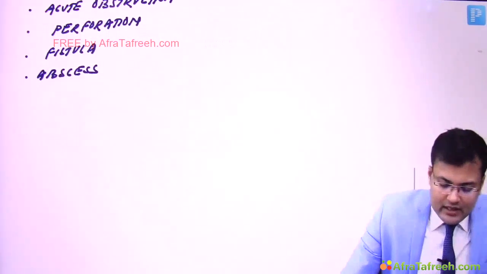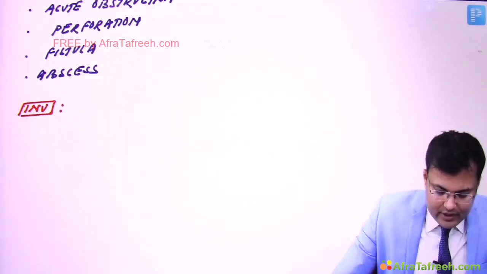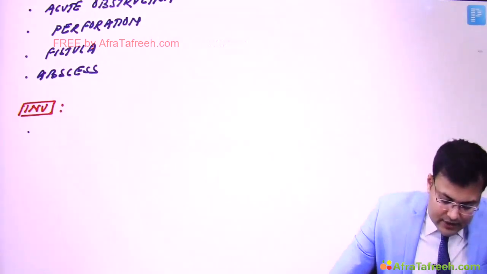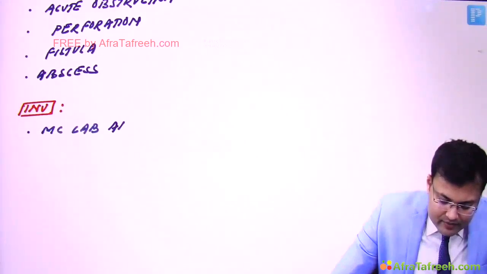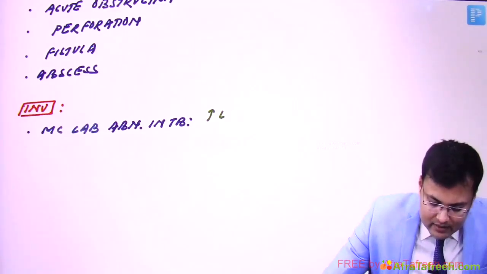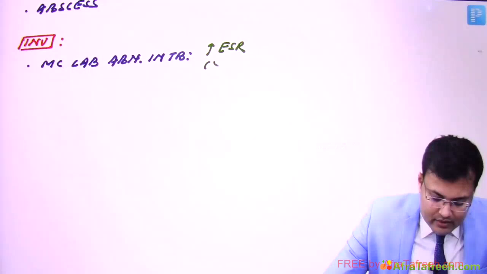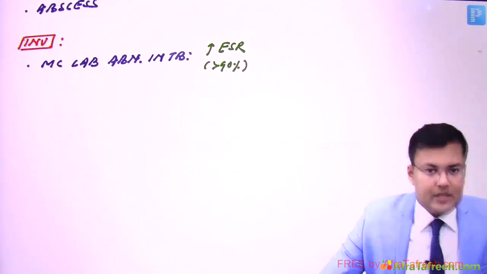So see the list of investigations. First, the most common laboratory abnormality in tuberculosis is the raised ESR. In how many patients is this abnormality detected? It is seen in more than 90% of patients.